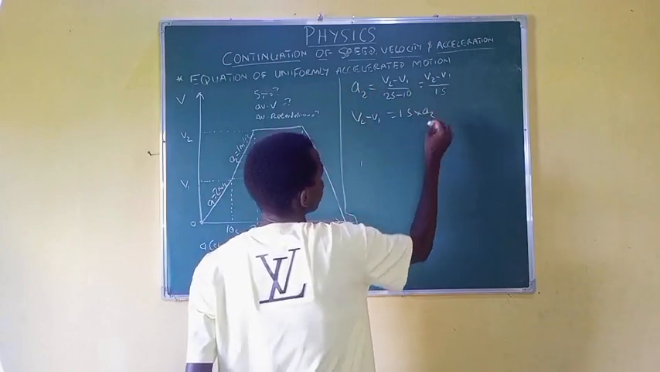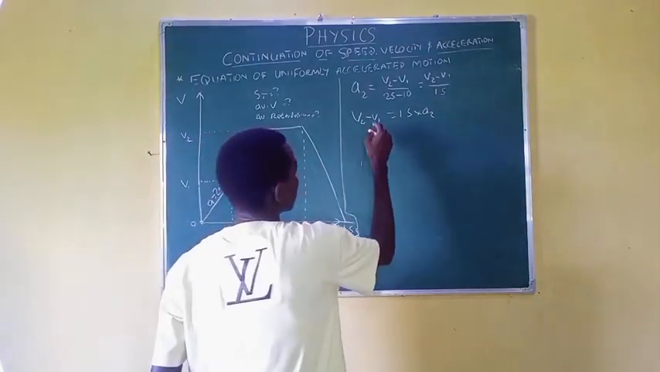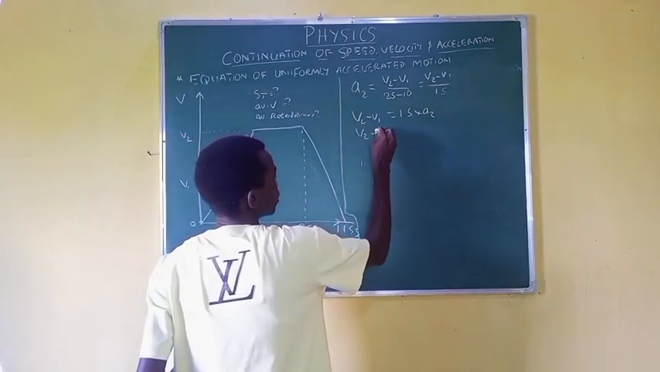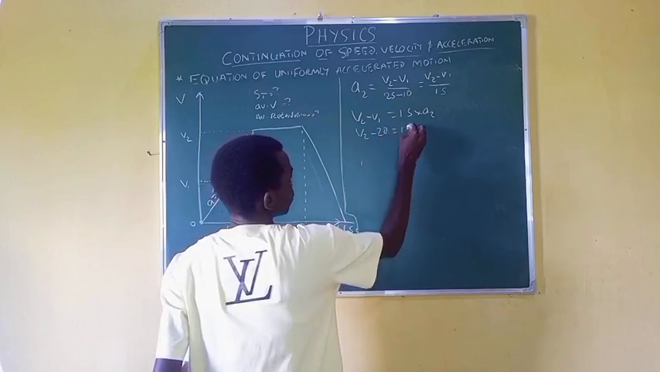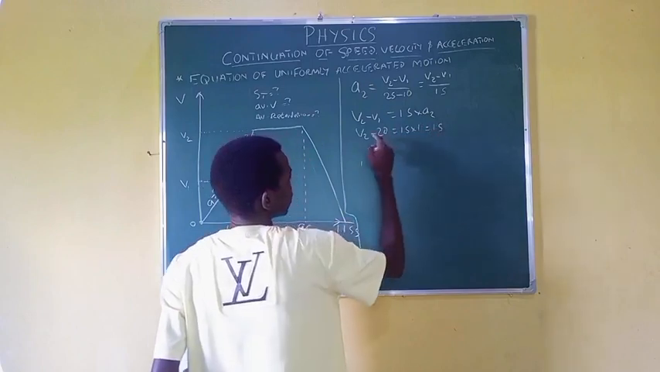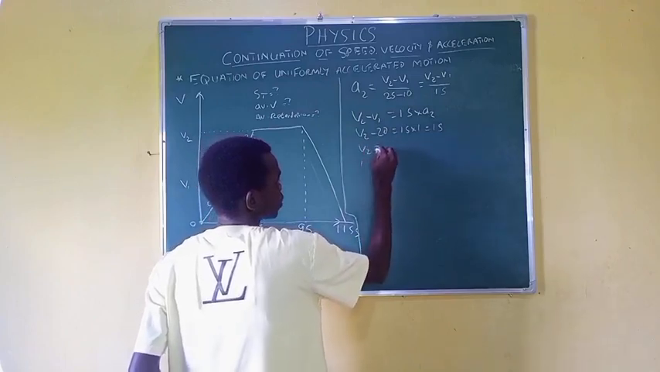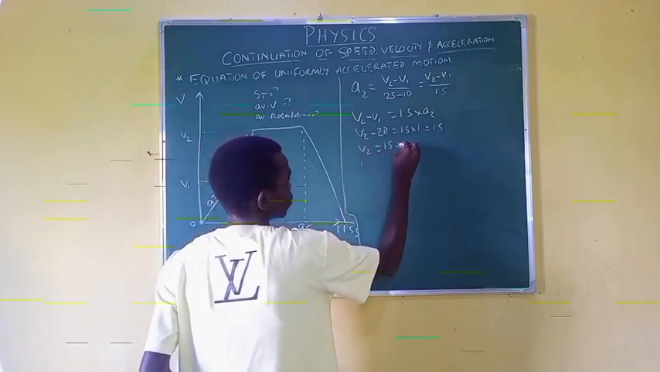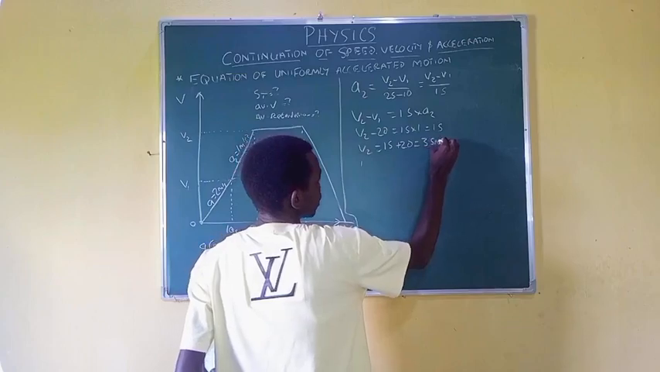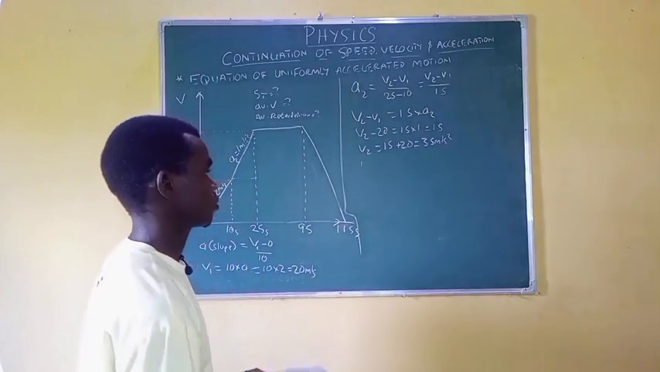And we know that a2 is equal to 1, and v1 is equal to 20. Now v2 minus 20 is equal to 15 times 1, which is 15. Throw this 20 to the other side, it becomes positive. Now v2 is equal to 15 plus 20. We have 35 meters per second, and this is our v2.